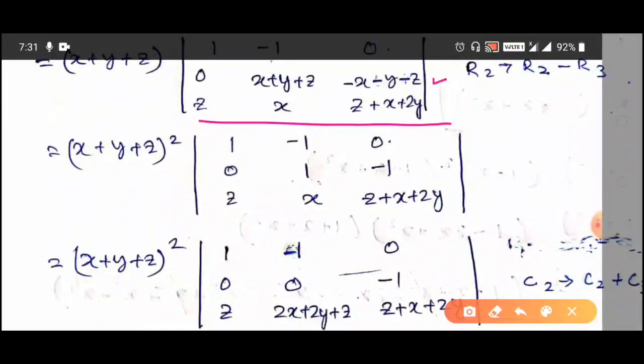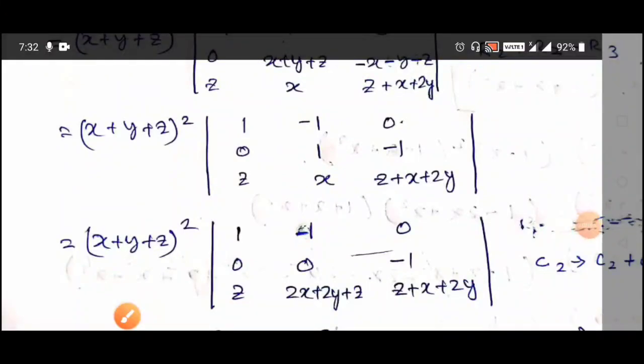Now from row 2 we can take out x plus y plus z. So it will become (x plus y plus z) whole square. Now in place of x plus y plus z we will write 1, and in place of minus x minus y minus z we will write minus 1.